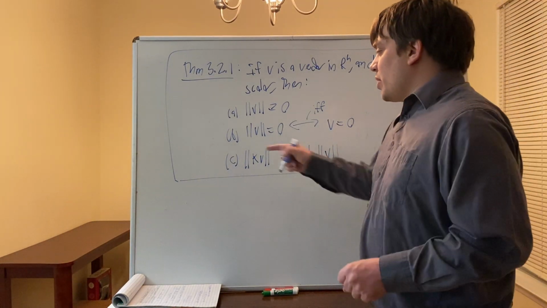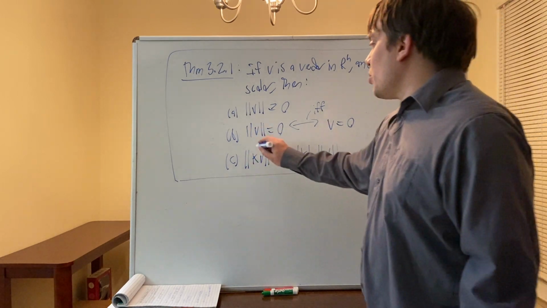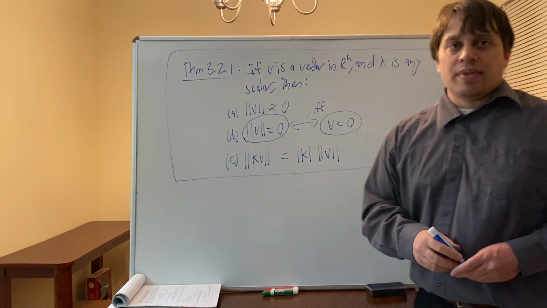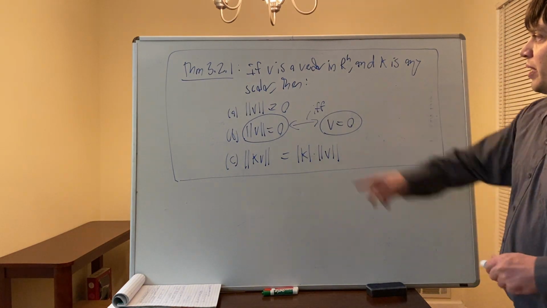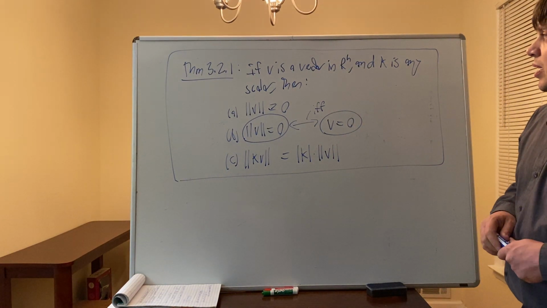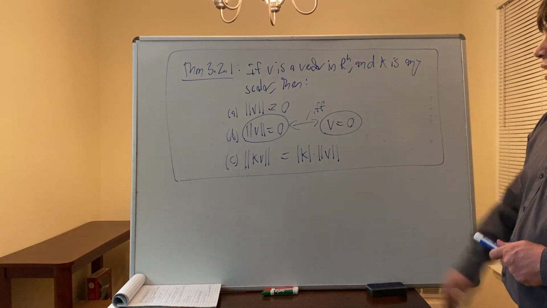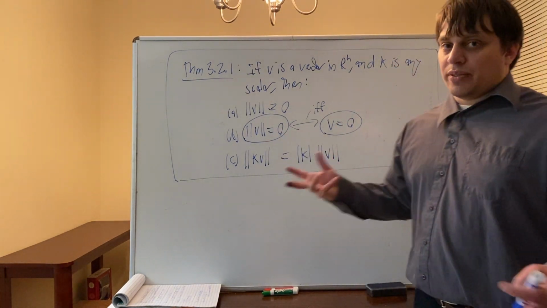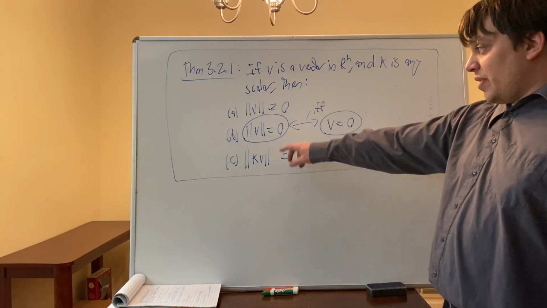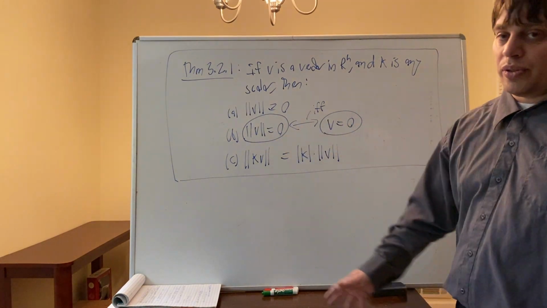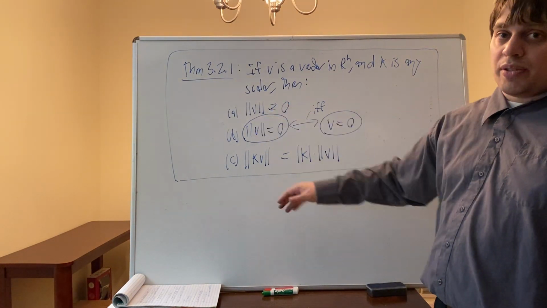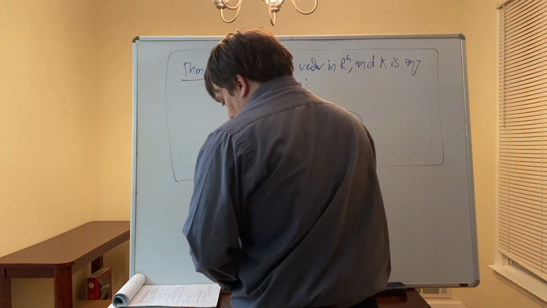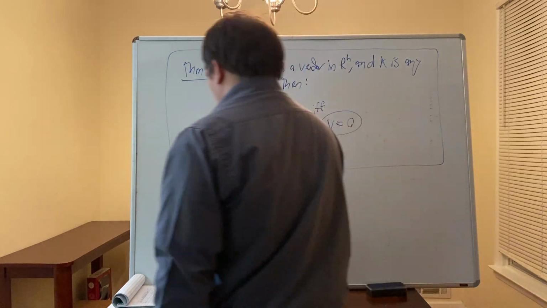Okay, so let's look at B. What B is saying is that the norm of v equal to 0 has the same truth value as v equal to 0. Given any vector v in n space, we don't need k for part B, saying its norm is 0 has the same truth value as saying the vector is 0. So either a vector's norm is 0 and it's 0, or a vector's norm is not 0 and it's not 0. Okay, and so that's theorem 3.2.1.